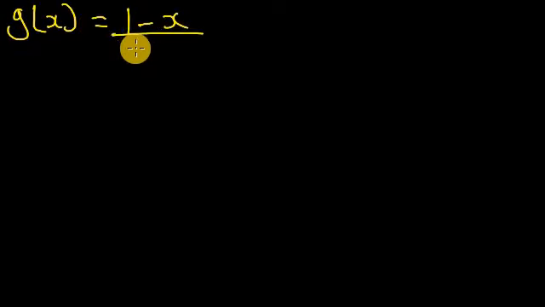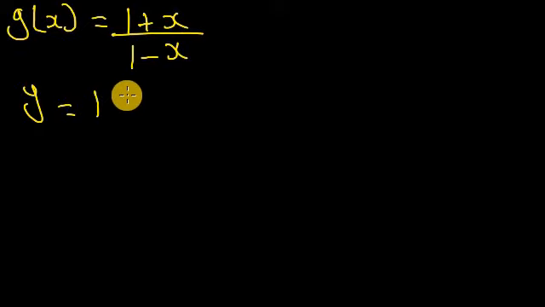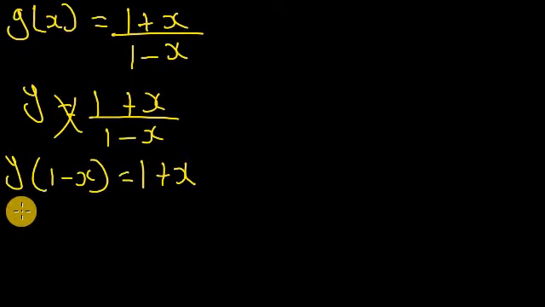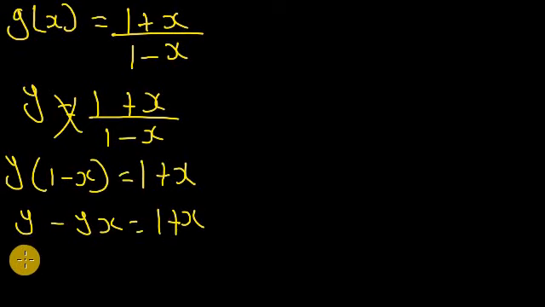Let's say I have g of x equals 1 plus x, all divided by 1 minus x, for instance. So how can we find the range of the function? Set g of x equal to y, then cross multiply. I have y multiplied by 1 minus x equals 1 plus x. If I expand, I have y minus yx equals 1 plus x. Then I collect the like terms by adding yx to both sides.